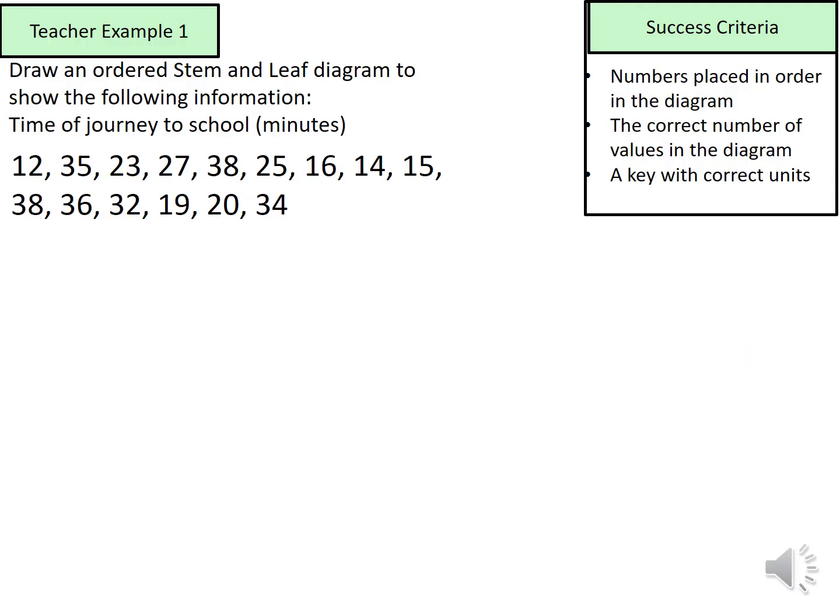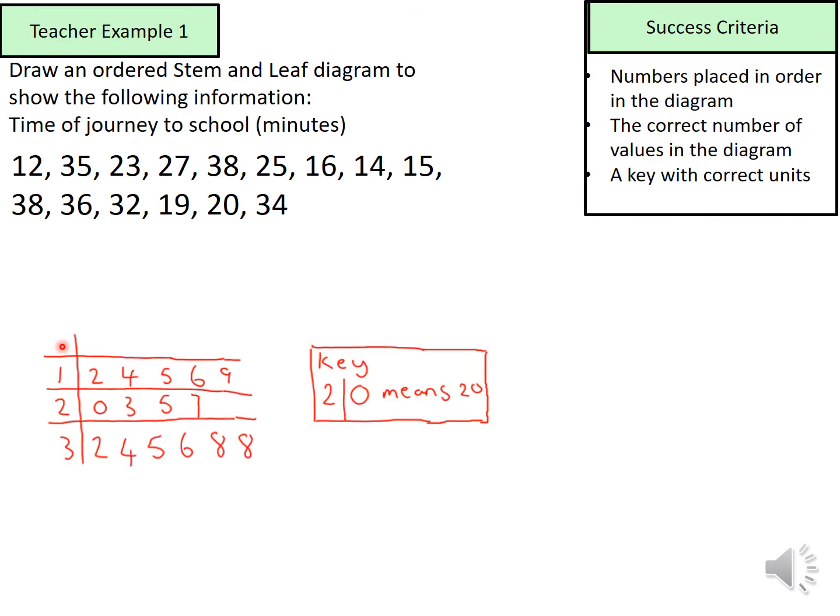Okay, now this question is asking me to draw an ordered stem and leaf diagram to show the following information. Now what is a stem and leaf diagram? It's a way of representing this information here in a table. This is what a finished stem and leaf diagram looks like. These are the stems and all of these are the leaves.